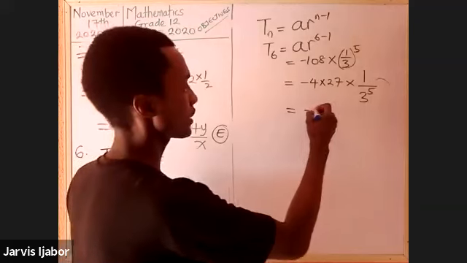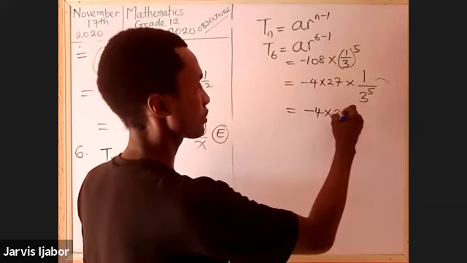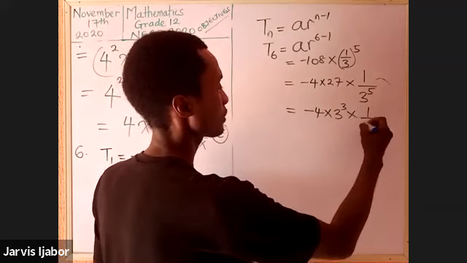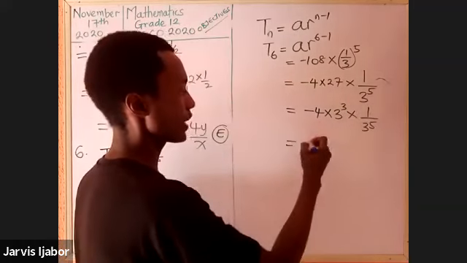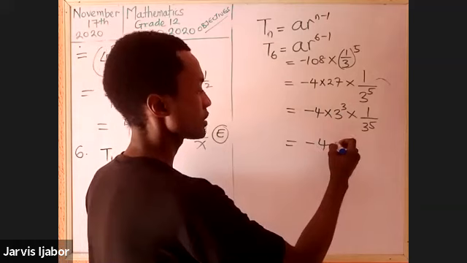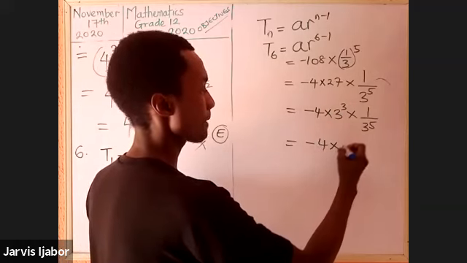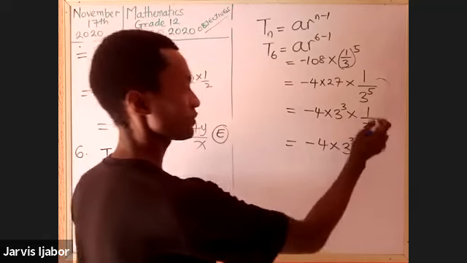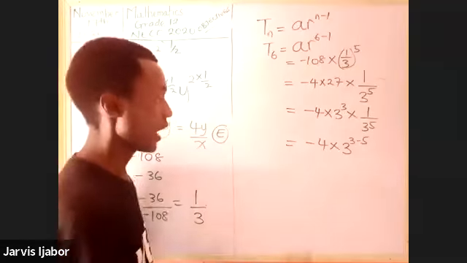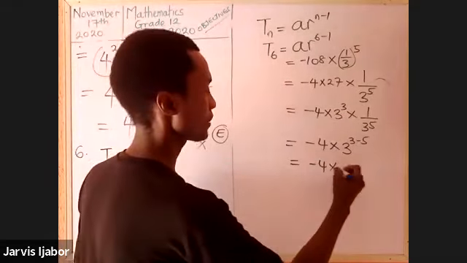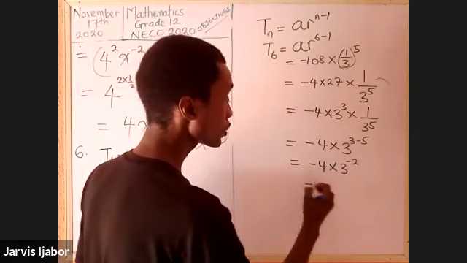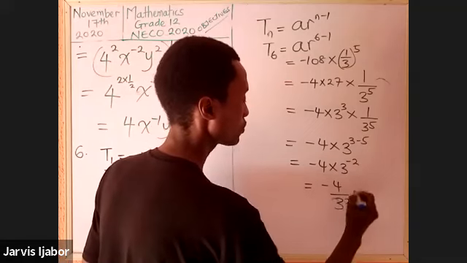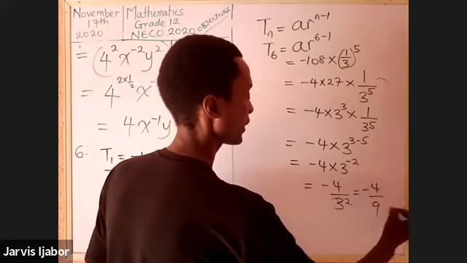And this will be negative 4 times what? 3 raised to the power of 3 times what? 1 over 3 raised to the power of 5. So when I do that, this will be negative 4 times 3 raised to the power of 3 minus 5, division. And that will be what? Negative 4 times 3 raised to the power of negative 2, which will be negative 4 over what? 3 raised to the power of 2, which will be negative 4 over 9.